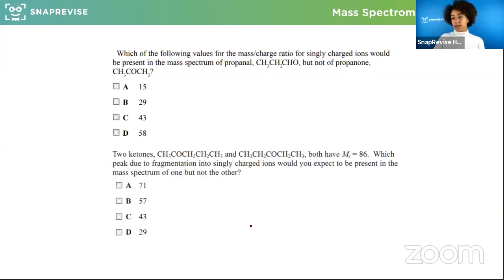Wicked. All right, I've got another exam question for you because I'm a cruel human. Which of the following mass to charge ratios for singly charged ions would be present in the mass spec of propanal, but not propanone? So this is a mean one, but I'm going to draw it for you. So it gives propanal as CH3. Actually, I'm going to do it their way because if I don't, it's going to be a bit confusing.